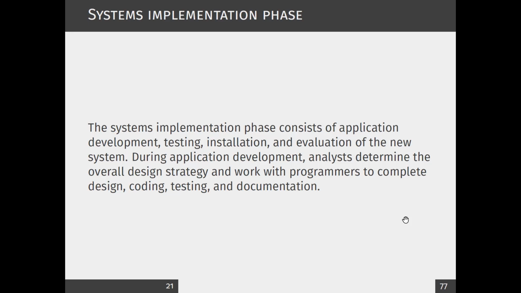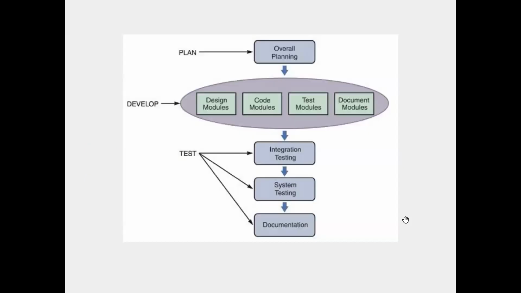So during the application development, analysis has to determine overall design strategy, and you have to work with those who are developing the system, which means the programmers, and you have to design, code, test, and document. So this figure shows you briefly how we plan. Planning means overall plan. That's what we have discussed in our previous sessions. During the development, you can design what modules you want to develop, and then you can code the module, test the module, and then document the module.